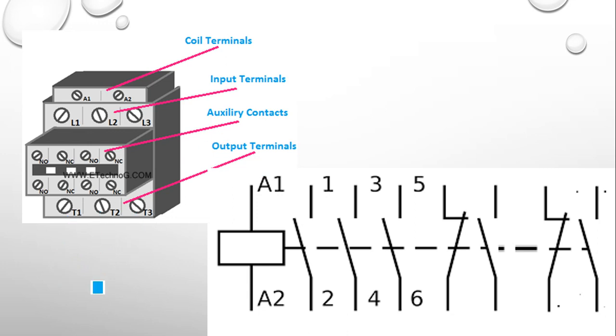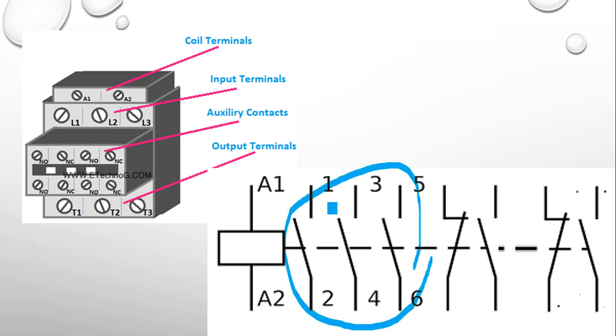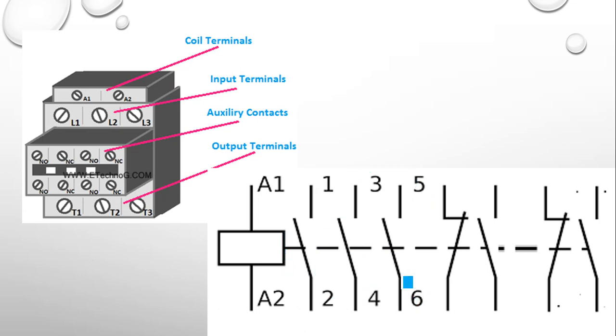Now please see, these are the main power contacts which are normally open. 1, 2, 3, 4 and 5, 6. The terminal numbers are important to keep in mind. And this is the coil, A1, A2. And this section is the auxiliary contacts. This area is the auxiliary contact. Let us see what is there.